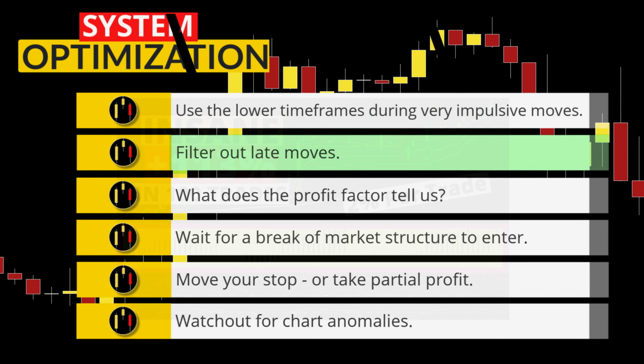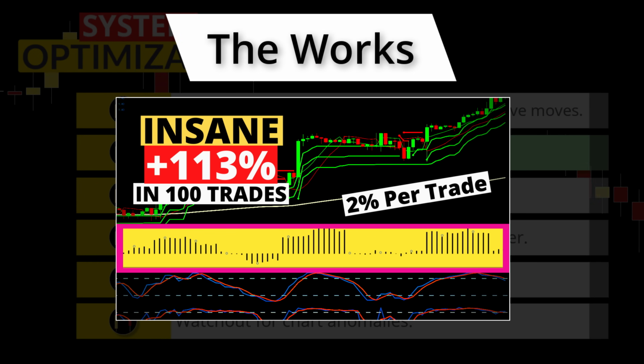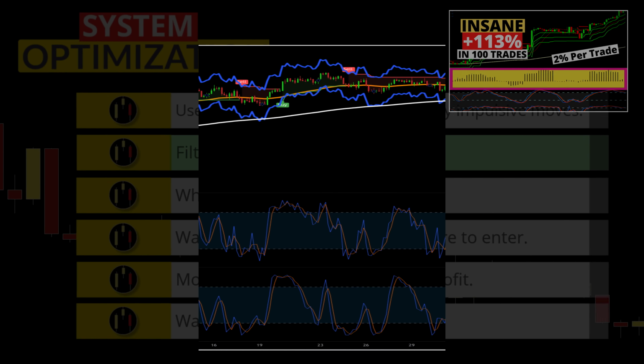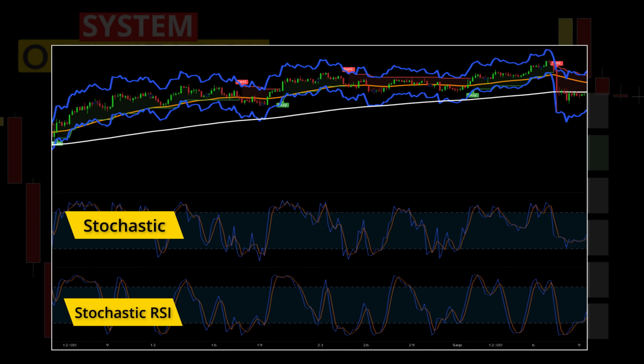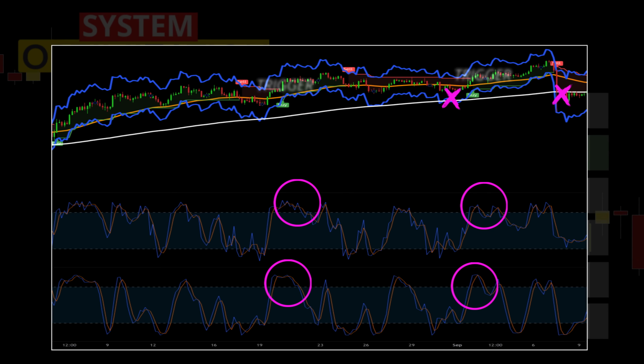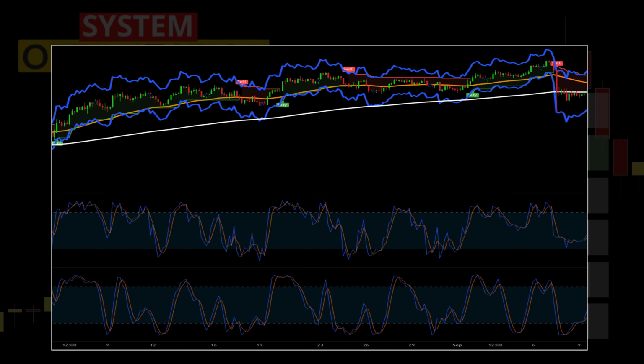Second, like I went over in this video with a similar system called The Works, you can use an oscillator such as the RSI or the stochastic RSI to filter out late moves. Here you can see these 2 signals were filtered out because both oscillators are in the overbought territory.